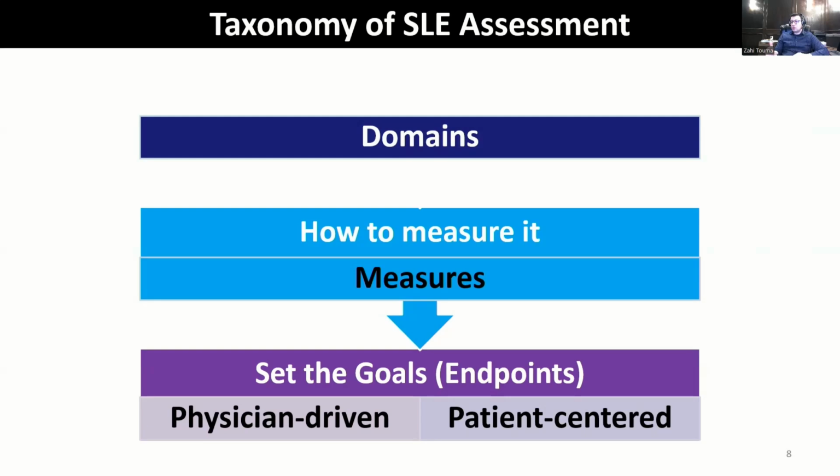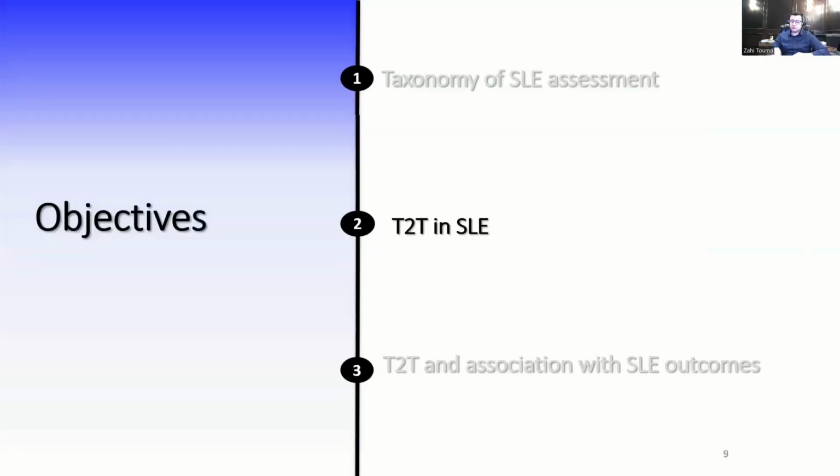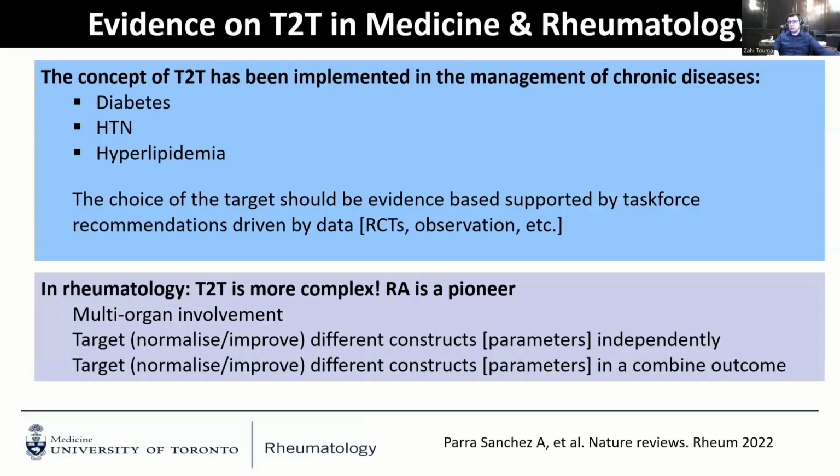Regardless of which tool you're going to choose, it's very important to set the goals or the endpoint and discuss this with your patient. And remember, depending on which measure you choose, it could be physician-driven or patient-centered, patient-reported outcomes. And both are important, and they will give you a different aspect on disease assessment and management. So I'm going to move now to the second objective today, which is closer to the title of the presentation, Treat to Target in Lupus.